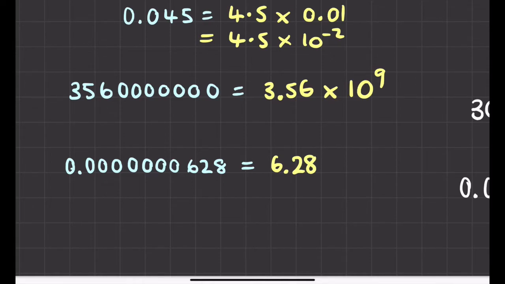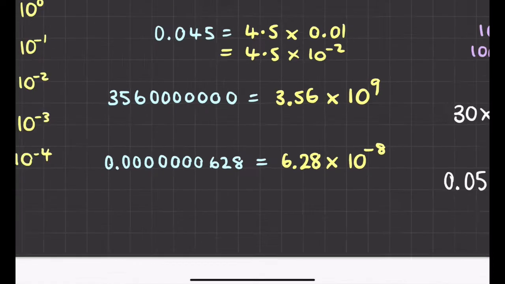And I'm going to multiply that by 10 to the power of, let me try and figure this out. So the decimal point is here. I want to see how many place values are between this point and this point. So I'm going to go 1, 2, 3, 4, 5, 6, 7, 8. Now because this is a small number, it's minus 8. Big numbers are positive powers, small numbers are negative.